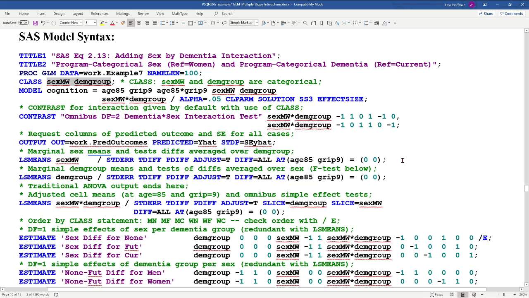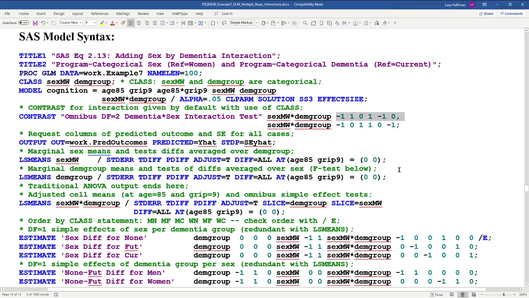So it cycles through all of the second group for the first level of this variable, and then all of the second group for the second. So this coding is right here. It's men, none, men future, men current, women none, women future, women current. Then we get into where the hell did these numbers come from?